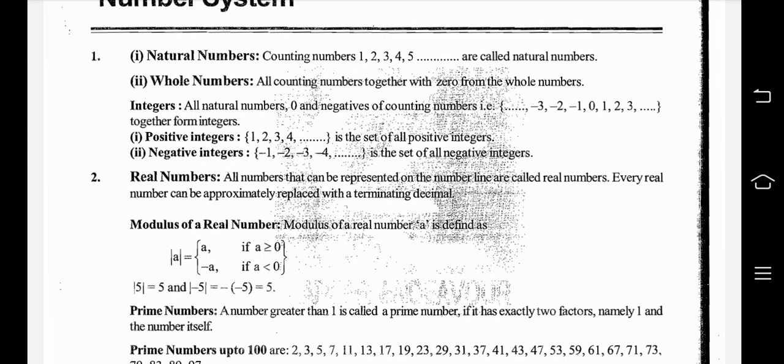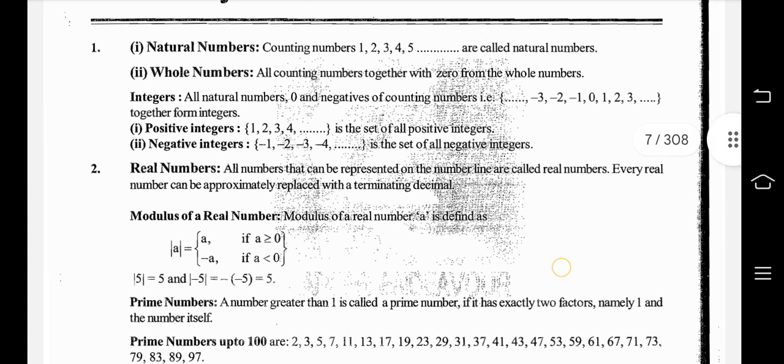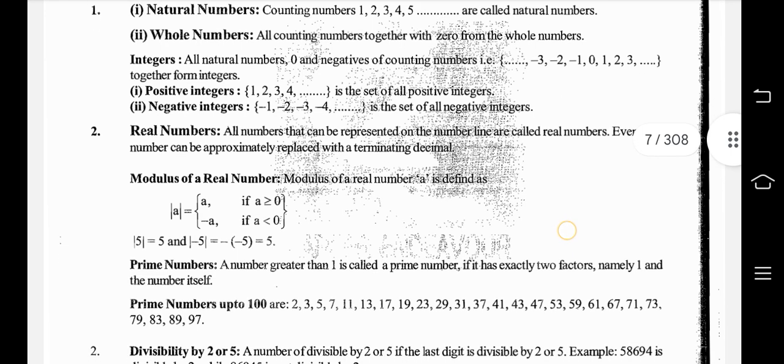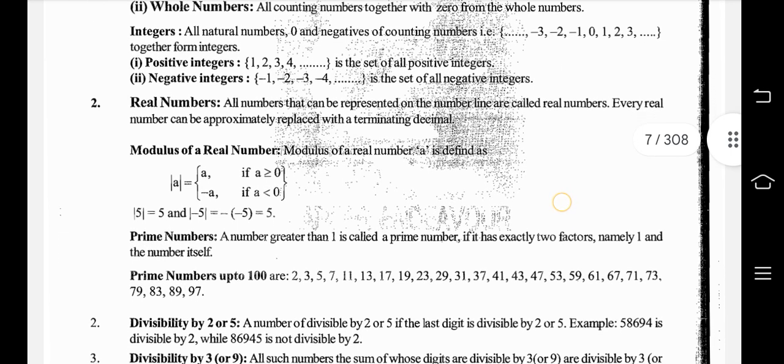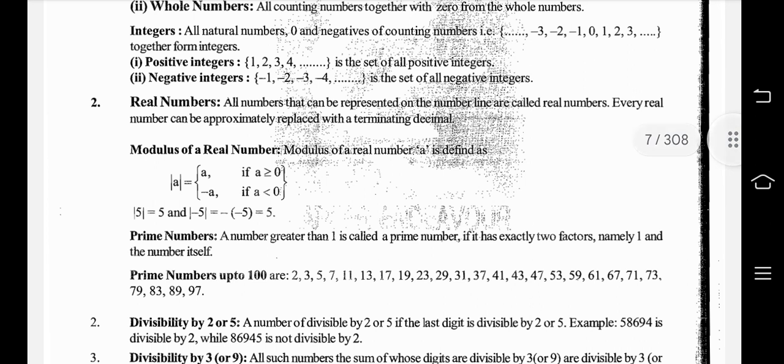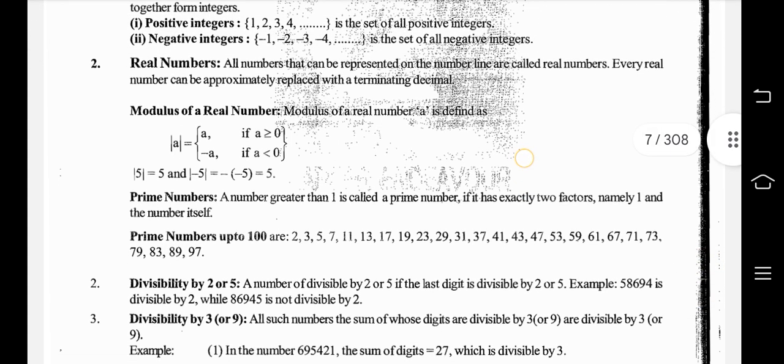Real numbers. All numbers that can be represented on the number line are called real numbers. Every real number can be approximately replaced with a terminating decimal. Then modulus of a real number. The modulus of a real number a is defined like this: a if a is greater than or equal to 0, and minus a if a is less than 0.